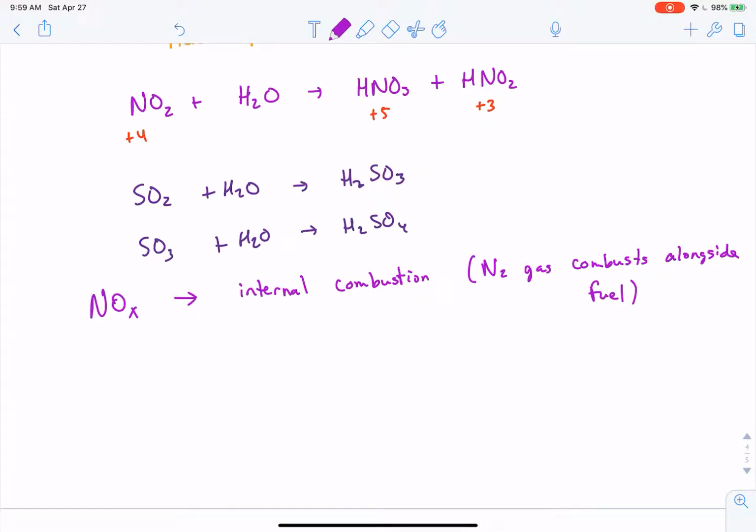So internal combustion would be the artificial method for making nitrogen oxides. Naturally, it's essentially the decomposition of vegetation or plant life. Vegetation and plant life naturally release that through the nitrogen cycle. So, an artificial source and a natural contribution.